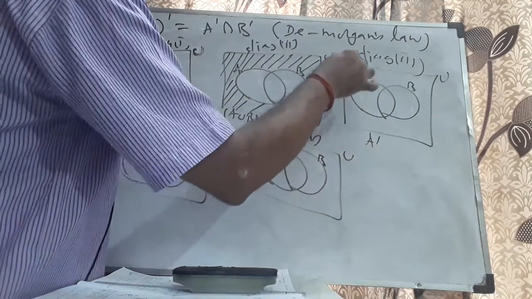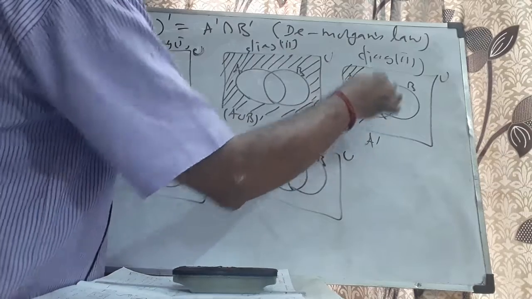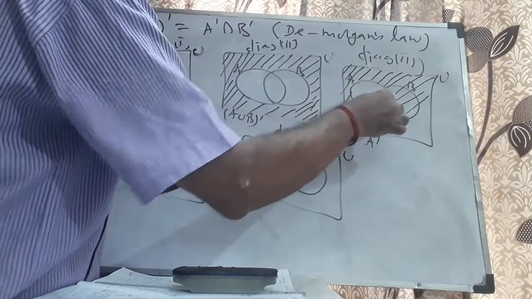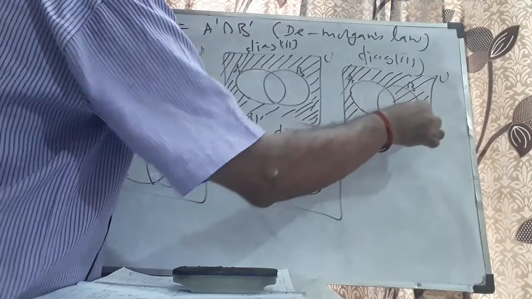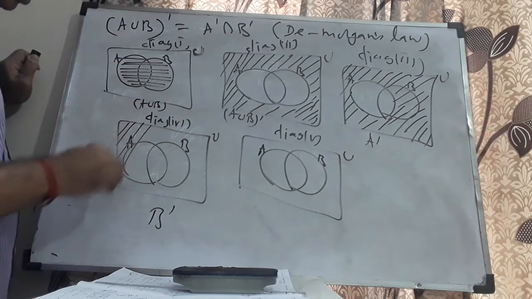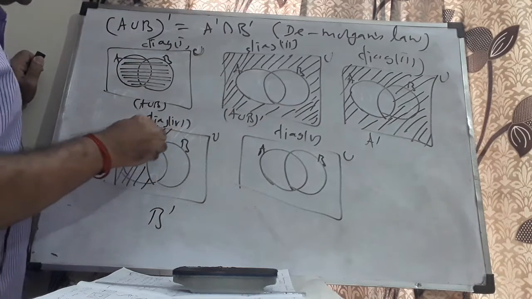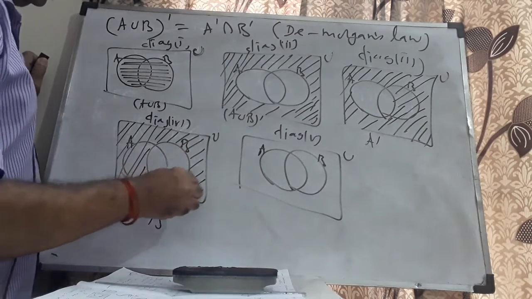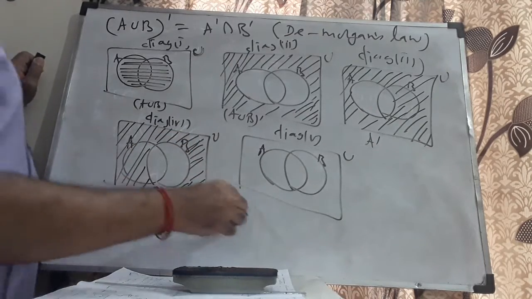Now let me try A'. Here I will shade all the portion except the circle A. And this is B'. I'll shade everything except the circle B. This is called B'.